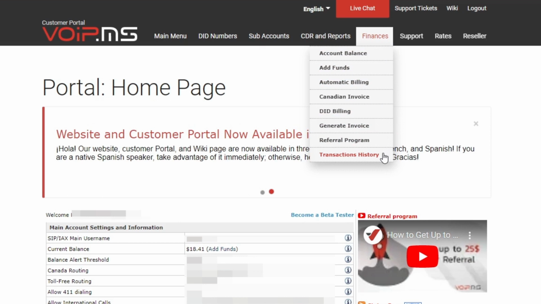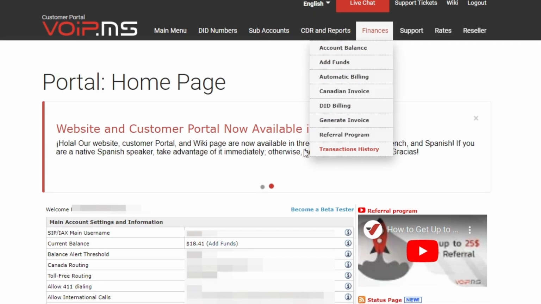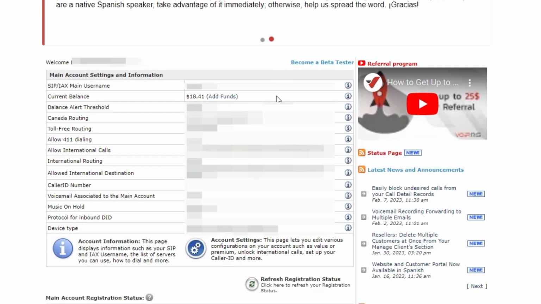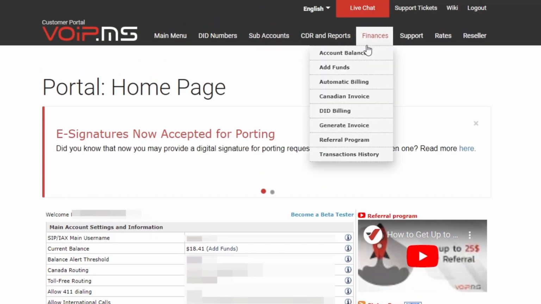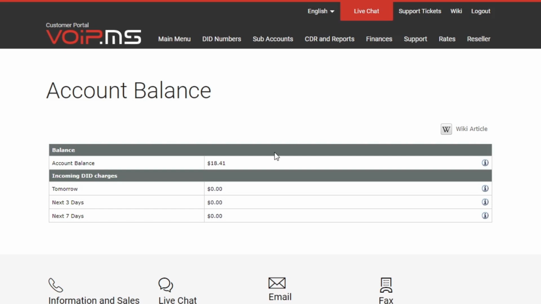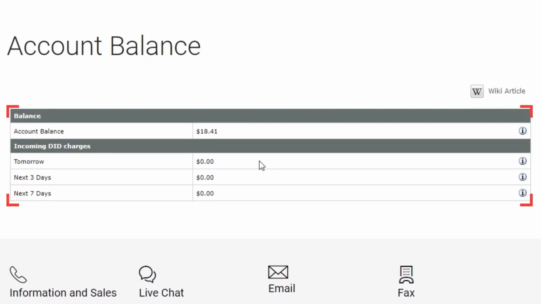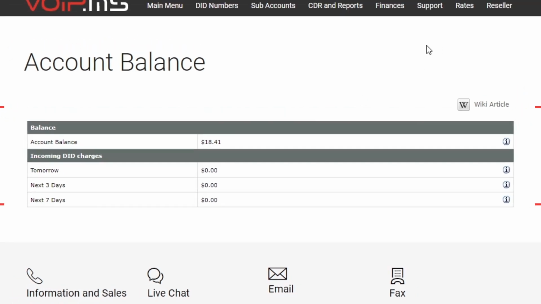Let's start with how to check your current account balance. One easy option is to visualize the current balance in your account home screen. Another way to find this information is to check the account balance option under Finances. There you will have access to your current balance and incoming DID charges for the next day, the next 3 days, and the next 7 days.